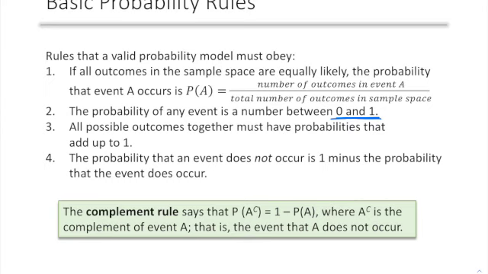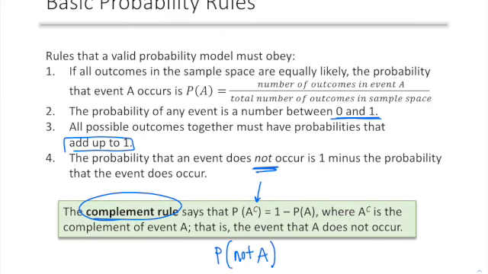All possible outcomes together must have probabilities that add up to 1. And the probability that an event does not occur is 1 minus the probability that the event does occur. So this is known as the complement rule. Complement is denoted by this C in the exponent location. So what this is saying is the probability of not event A. That's another way of writing it.